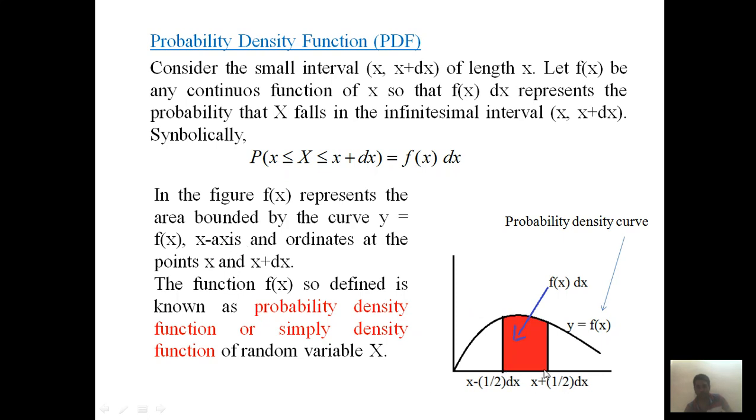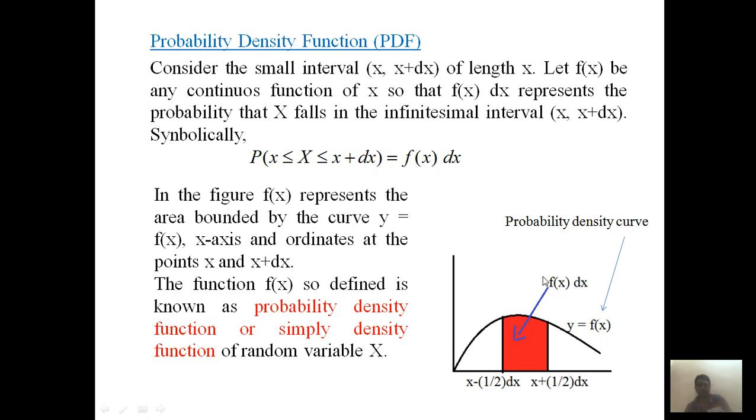bounded by the x-axis, the ordinate at the point x and the ordinate at the point x plus dx. So this area is bounded by four boundaries: the curve y equal to f(x), the x-axis itself, and the left and right ordinates.